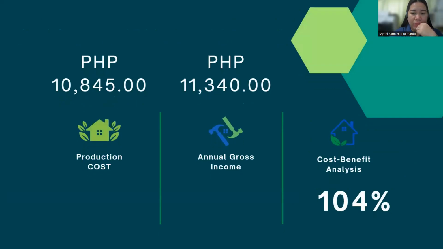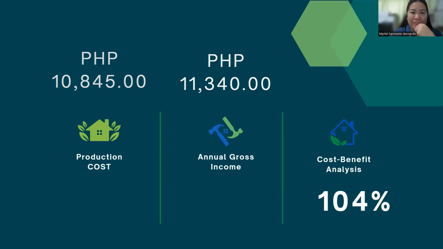Based on the cost-benefit analysis, the average cost of production is 10,845 pesos, and the annual gross income is 11,340 pesos, which gives a cost-benefit ratio of 1.04.